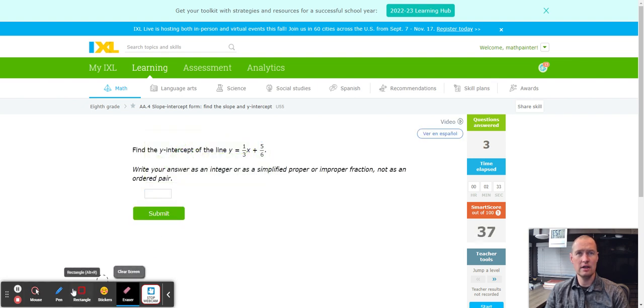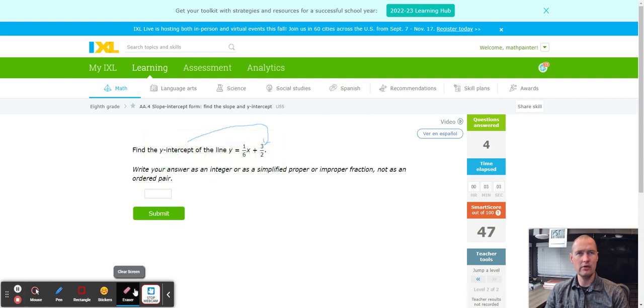All right, here we go again. 1 over 3 is the slope because it's in front of the x, and 5 over 6 is the y-intercept. So in this case, because we're looking for the y-intercept, we will use the 5 over 6. So I'm going to go ahead and put 5 over 6. And once again, when you're looking for the fraction, that is the question mark key on your keyboard with the /.